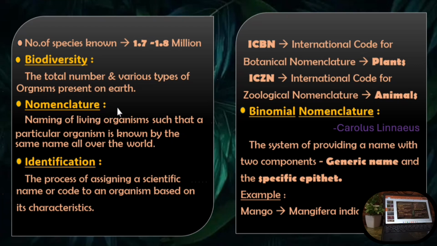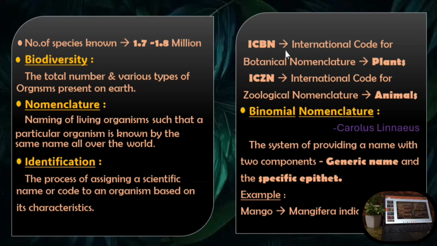And the nomenclature definition is naming of living organisms such that a particular organism is known by the same name all over the world. And identification is the process of assigning a scientific name or code to an organism based on its characteristics. And here are some naming principles.